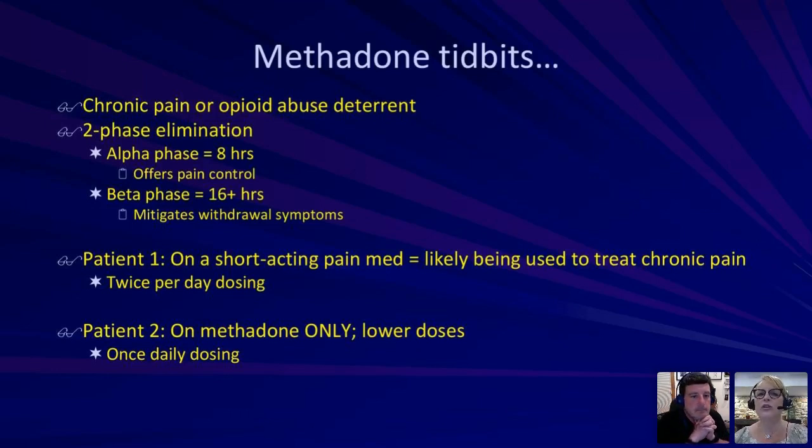You're also going to notice that if a patient's using methadone for chronic pain, not only will they have another short-acting opioid along with it, but they'll usually be taking methadone at least twice per day, sometimes three times per day. If somebody, on the other hand, is like patient number two, where they're only on methadone and it's going to be lower doses than if they were using it for pain, you're also going to notice that these patients using methadone as an opioid abuse deterrent are only taking it one time per day.